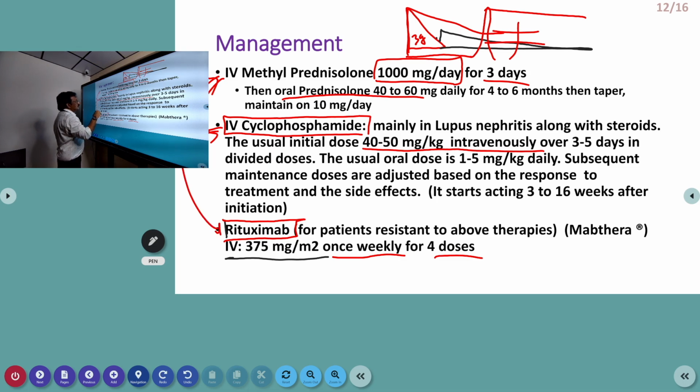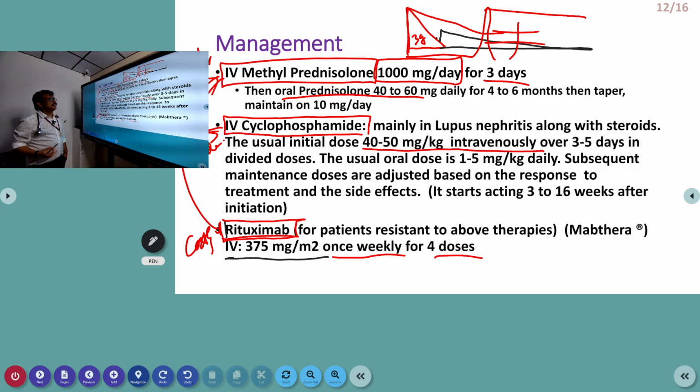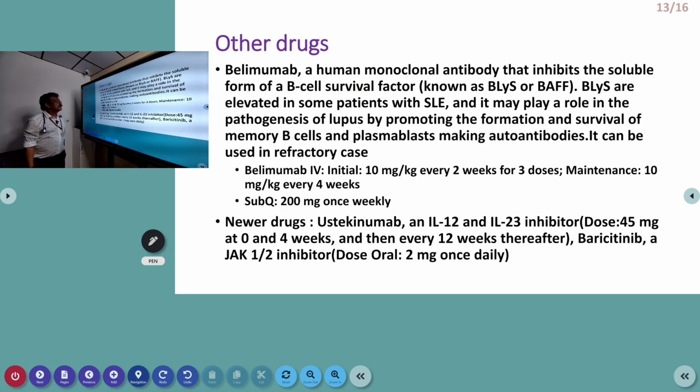Comparing all the drugs, steroids act very fast. This also acts fast, but the problem is this is very costly. So this is a costly drug. This has got a lot of side effects. This cost is low and side effect is low. So most of the physicians use prednisolone or methylprednisolone, but in diabetic patients or already immunocompromised patients, some may not be very comfortable with methylprednisolone. In that case, if the patient can afford, you can go for rituximab.